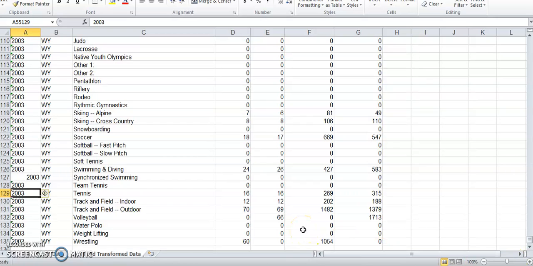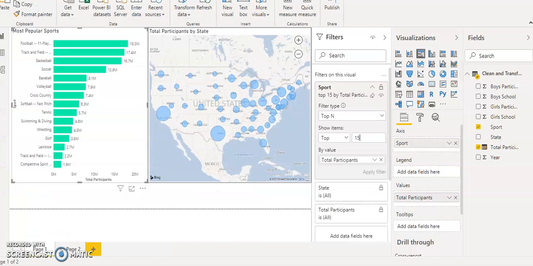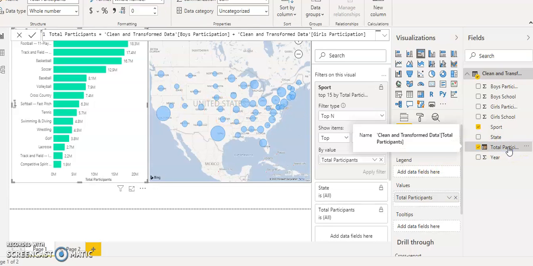After this, I created the visualization part in Power BI and Tableau. Starting with Power BI, here I have created two sheets. The first sheet represents the most popular sports in the United States. For that I need to find out the total number of participations, so I created another variable by adding the number of boys' participation and girls' participation.